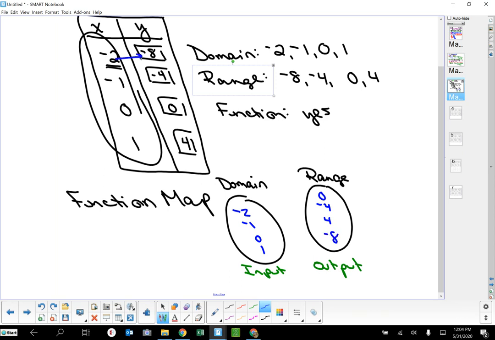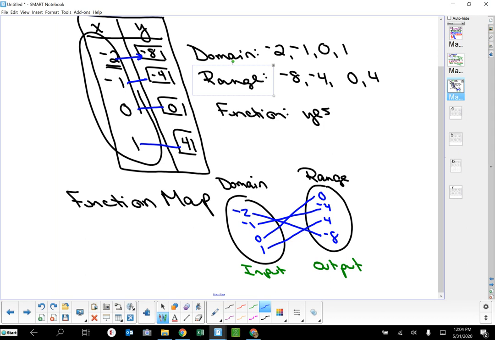So -2 goes to -8. -1 goes to -4. 0 goes to 0. And 1 goes to 4. And that's what a map would look like, a function map.